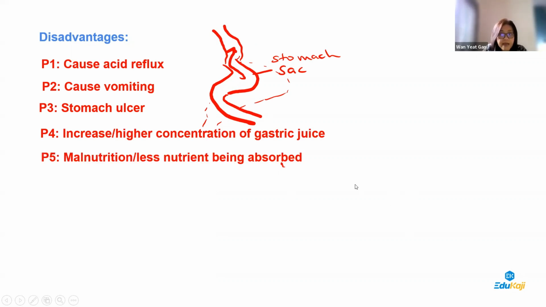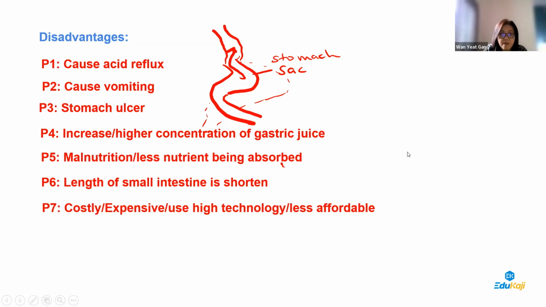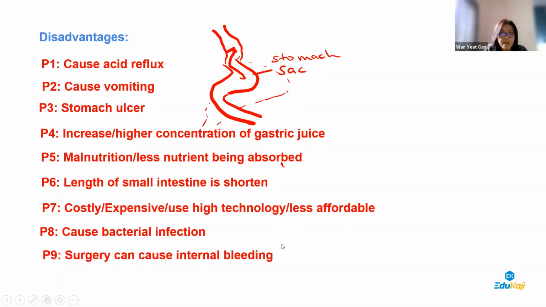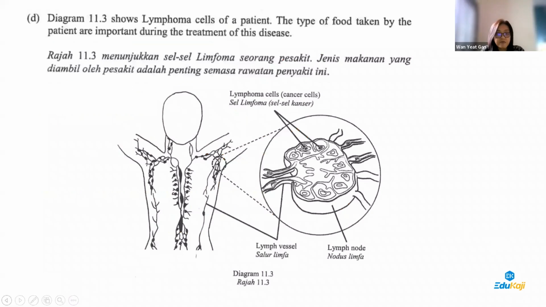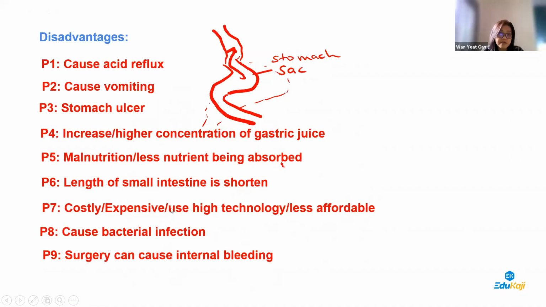He may eat less, therefore he will obtain less nutrient. Less nutrient will be absorbed, which will lead to malnutrition. The length of his small intestine is shortened because the stomach bypasses the duodenum and connects straight to the small intestine. It is very costly to go for this procedure. It may cause bacterial infection because this is actually a surgery. There may be a risk of getting an infection. And the surgery can cause internal bleeding. Okay, so that is the answer for the disadvantages.